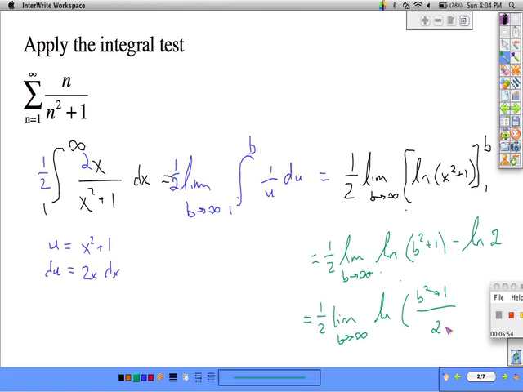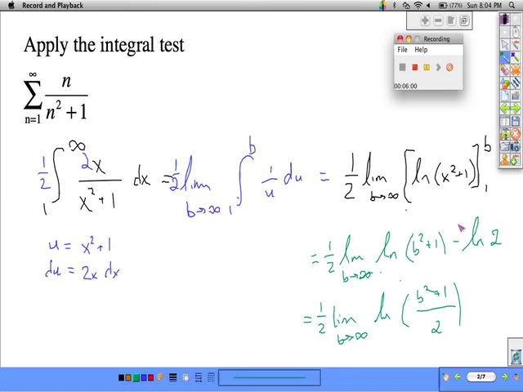Properties of logs allow me to combine it as such, and the natural log is a divergent function as we go to infinity. So this limit is an infinite limit, so this diverges by the integral test.